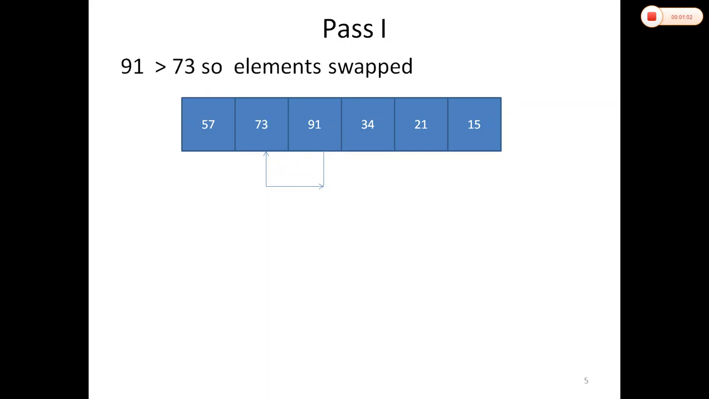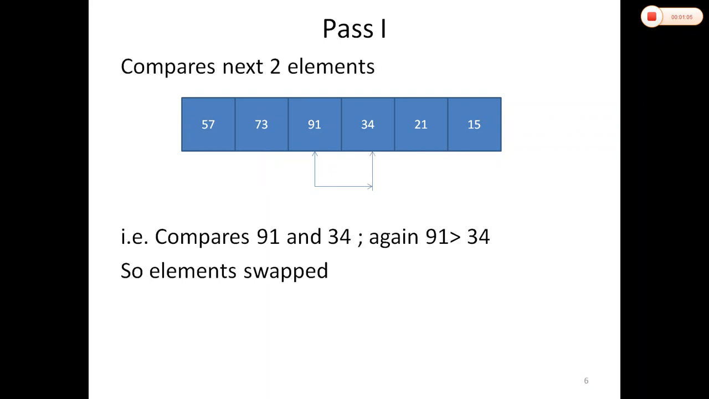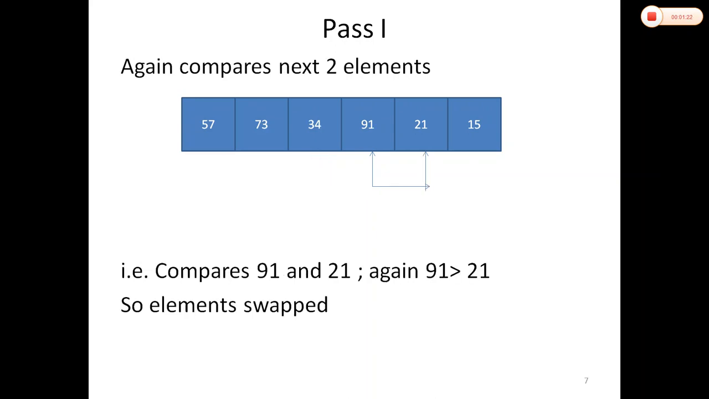91 is bigger than 73, so the elements are swapped. It compares the next two elements, that is, 91 and 34. 91 is bigger than 34, so the elements are interchanged. Again, it compares the next two elements, that is, 91 and 21. 91 is bigger than 21, so the elements are swapped.